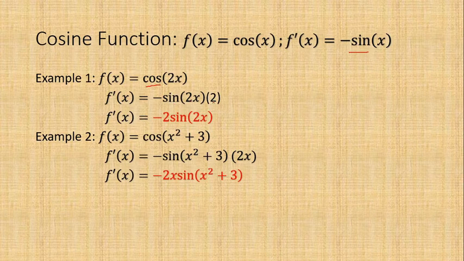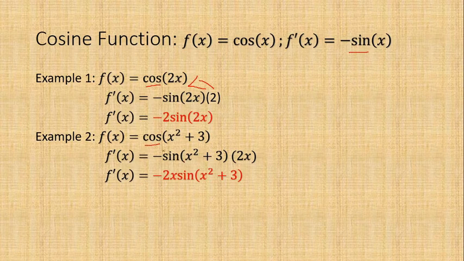Just change cosine to negative sine. Copy 2x, then derive 2x. Okay? Don't forget to derive 2x. Then, the final answer is negative 2 sine 2x. Okay? By rewriting it. Then, example number 2, f of x is equal to cosine of x squared plus 3.